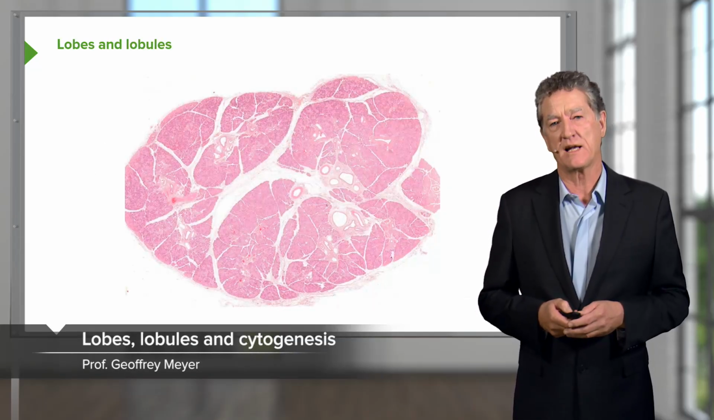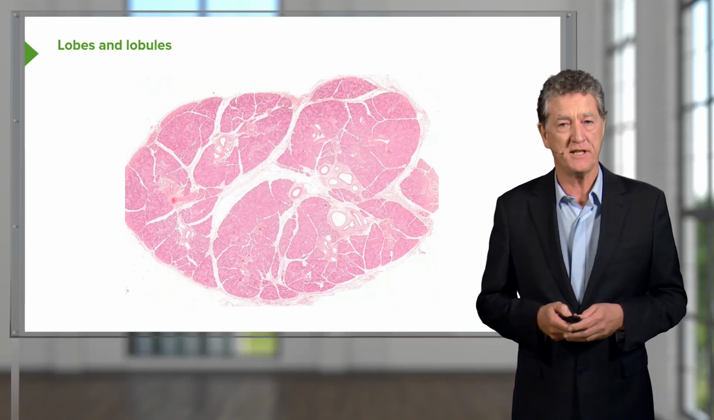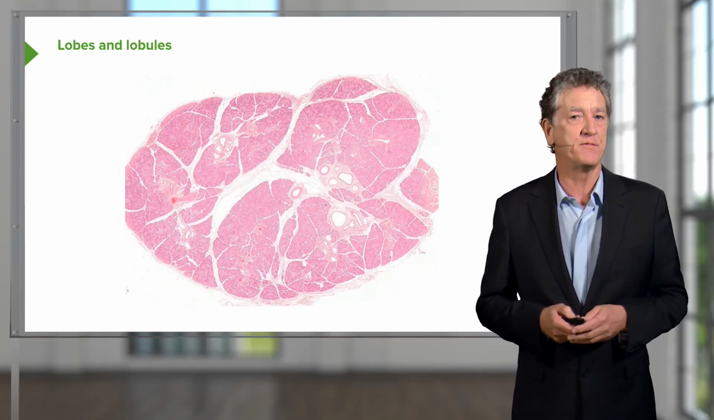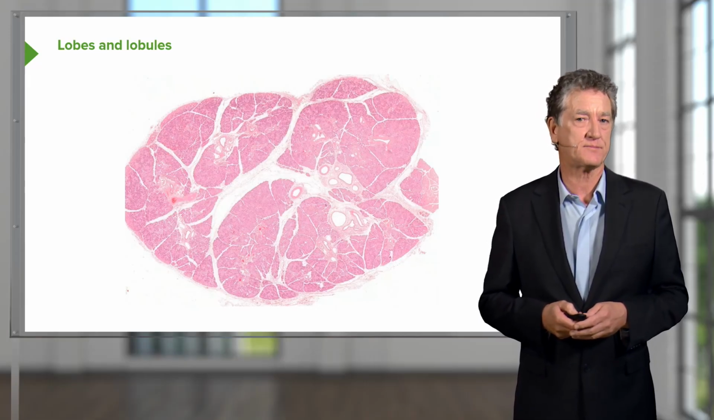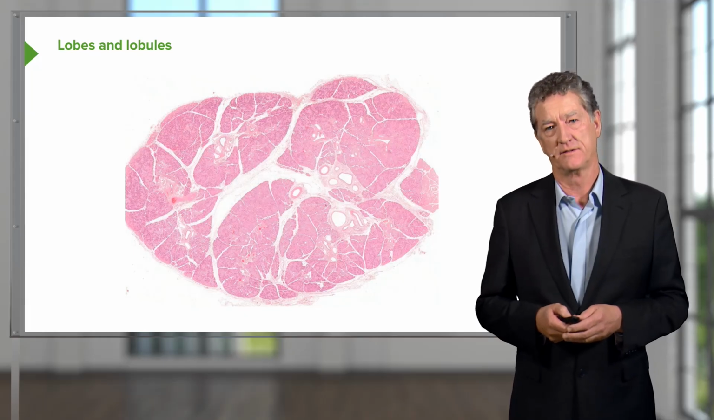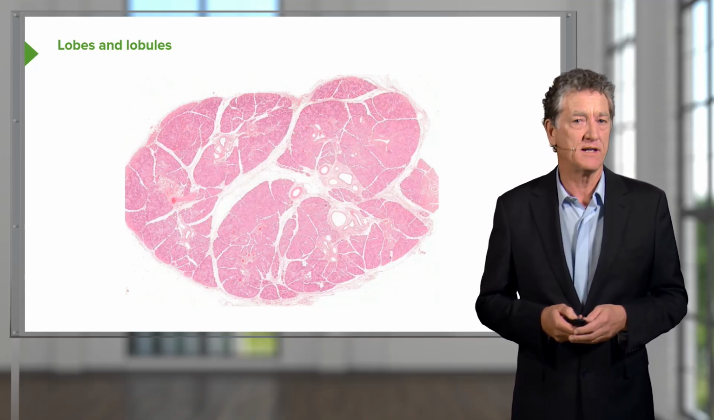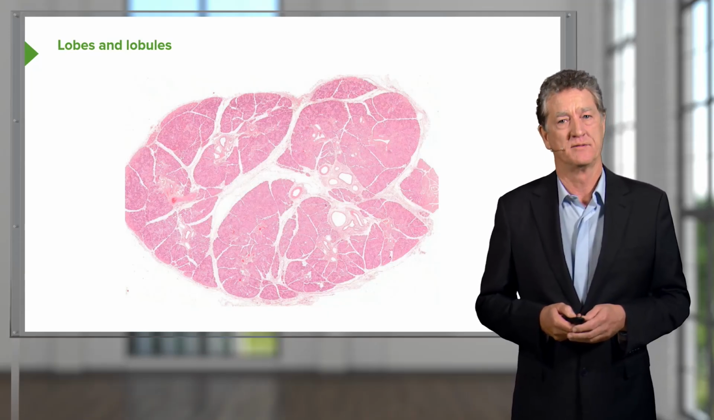Well, when we look at large glands, we can see that they have a certain type of organisation. Here is a section through a large salivary gland. When you look at it from this magnification, it's rather deeply pink staining.